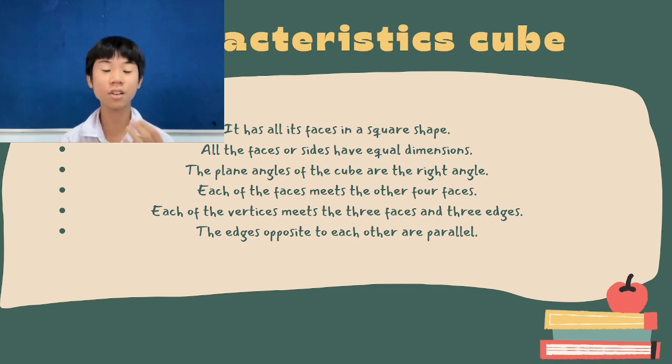First of all, we're going to talk about the characteristics of the cube. First, it has all its faces in a square shape, meaning that each face, like the right or the left one, has the shape of a square.